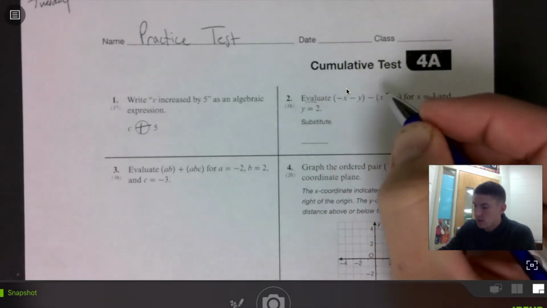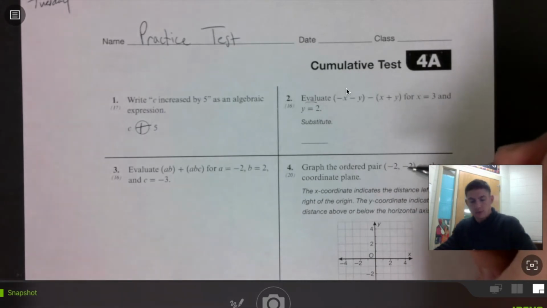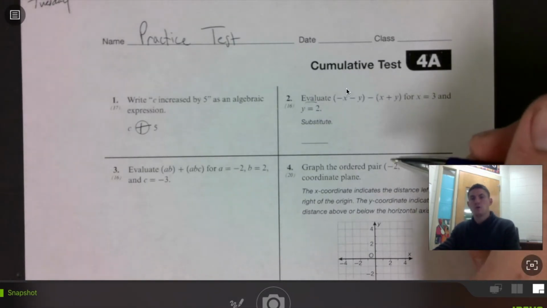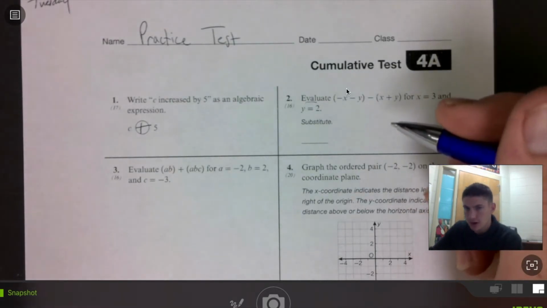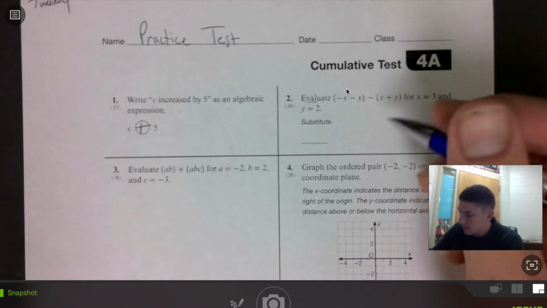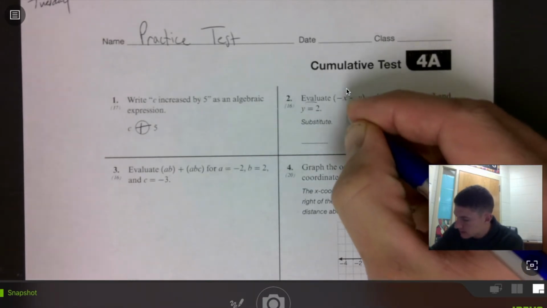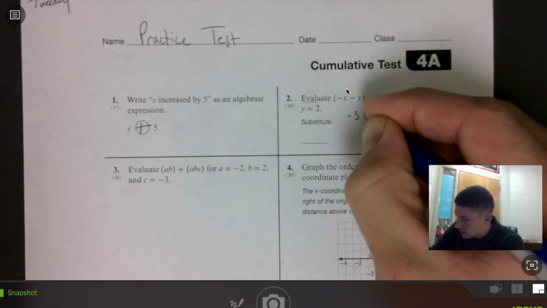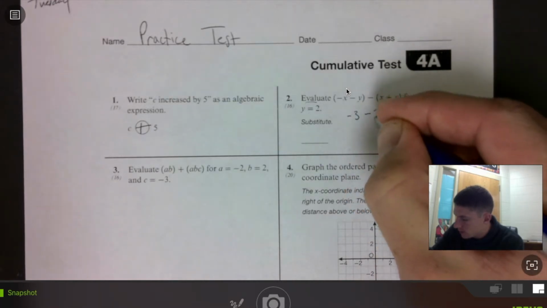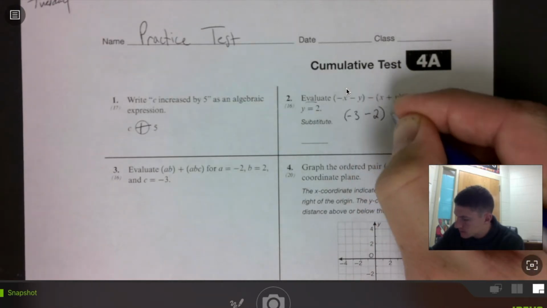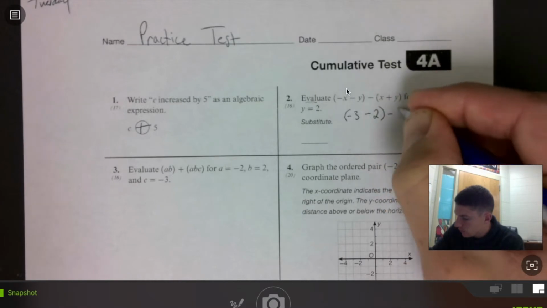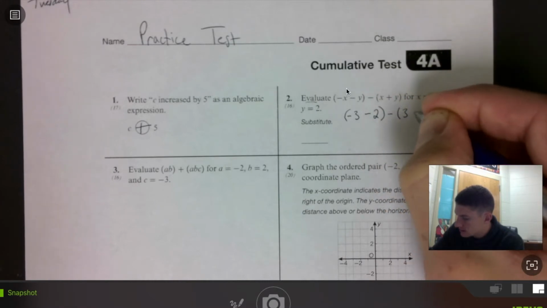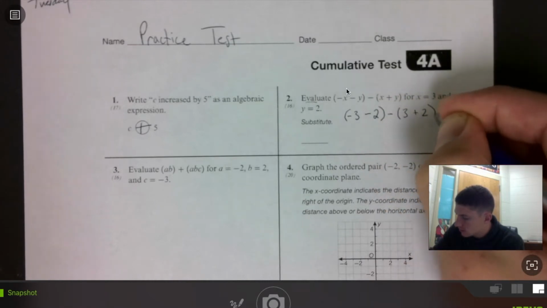Anytime it says evaluate, we're going to plug those values in, and when we plug them in, we can then solve with a numeric expression after they're already in. So every time I have an x value, I am going to plug in a 3. I'll just rewrite this. This is negative 3 minus, every time I have a y value, a 2. Both of those were in parentheses, minus here in parentheses 3 for x plus 2 for y.